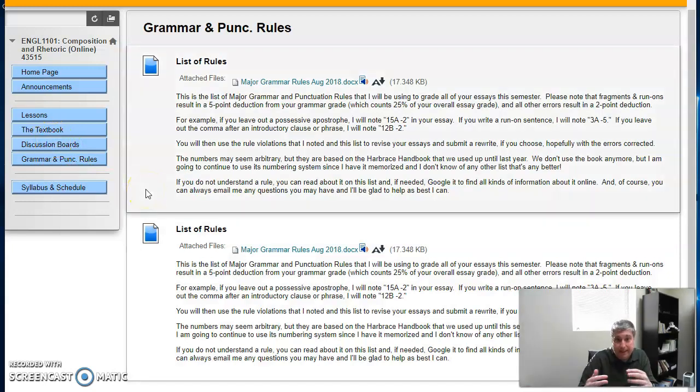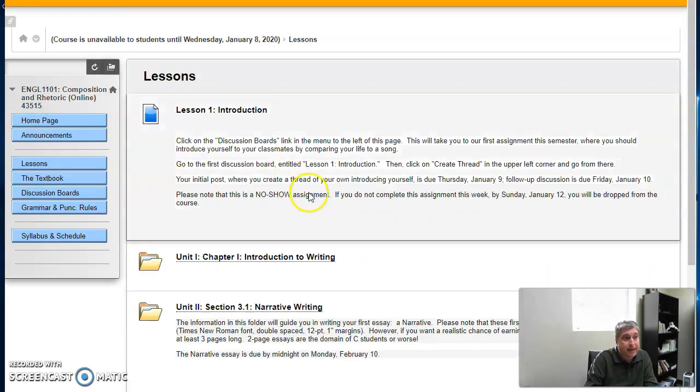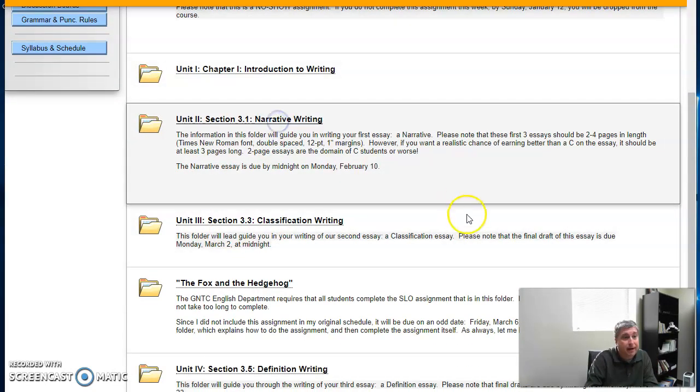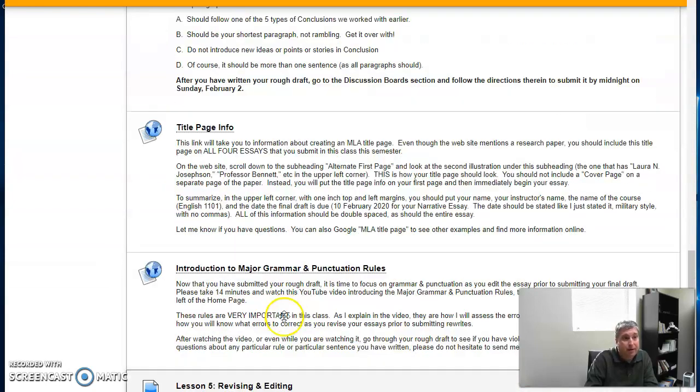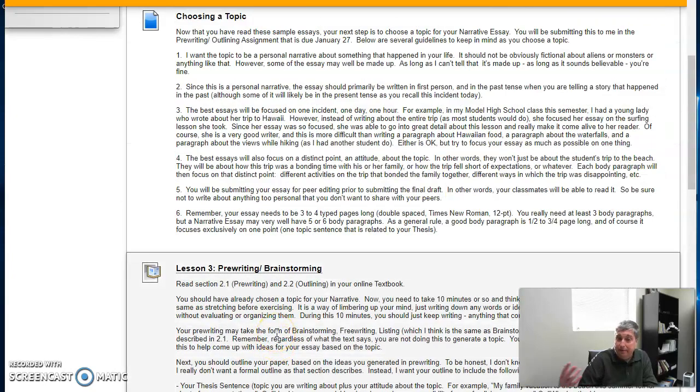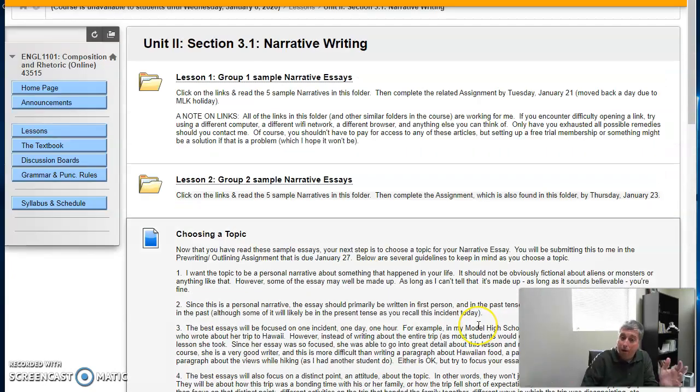Once I'm finished grading the essays, I will post the rewrite date, and I'll put a new link in the lessons. In the narrative writing folder, for example, I'll put a new link down here at the bottom for the rewrite, and you can rewrite it and submit it for a new grade. It may be a whole new grade, or it may be averaged with the old grade, but still, it'll be an improved grade. So rewriting is key in this class. That's the key to success.